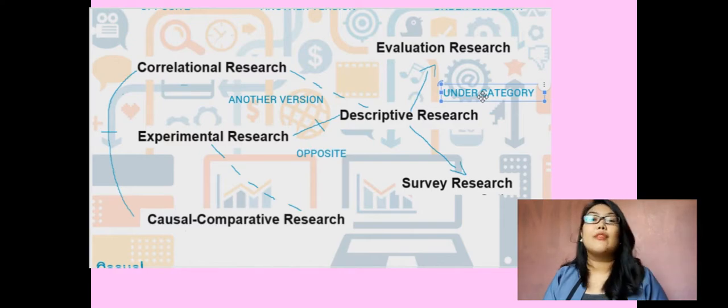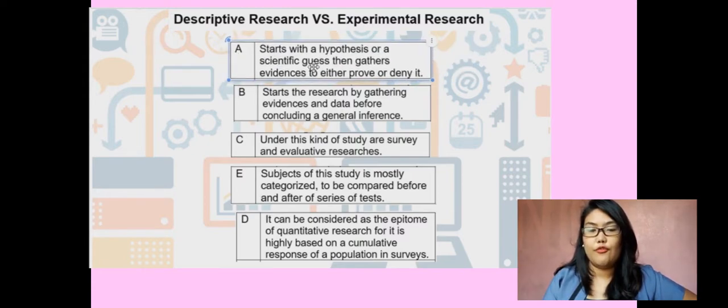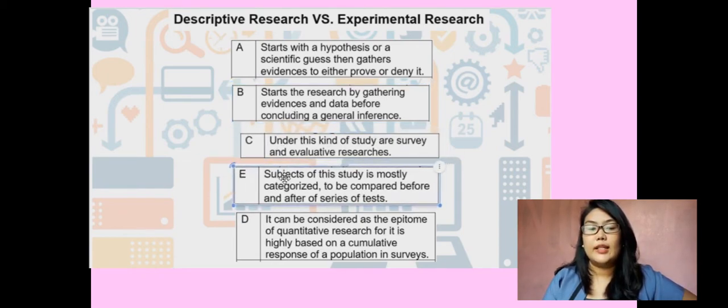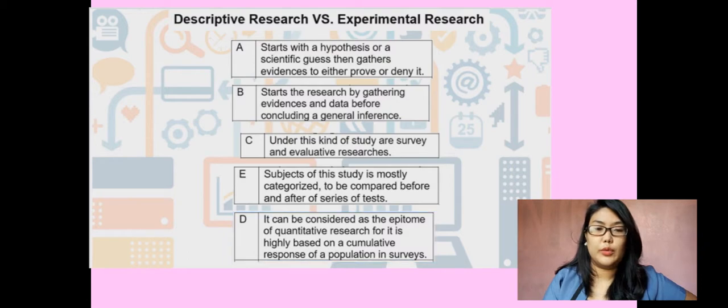Now let's have them one by one, pair by pair. Descriptive versus experimental. Again, what is their relationship? They are opposites. Now I have here sets of statements, and let's find out where each one belongs. Let's analyze the first line. What is the clue here?